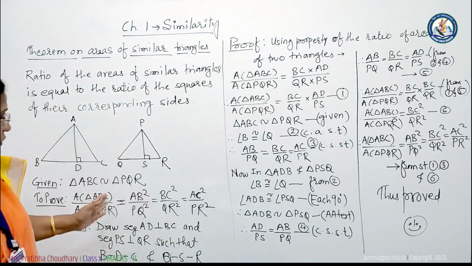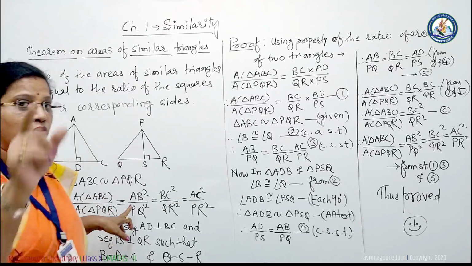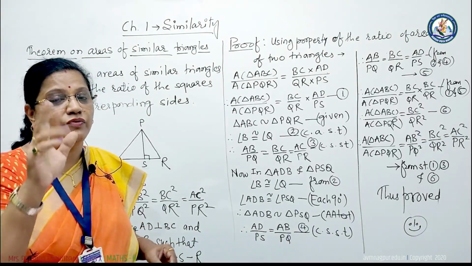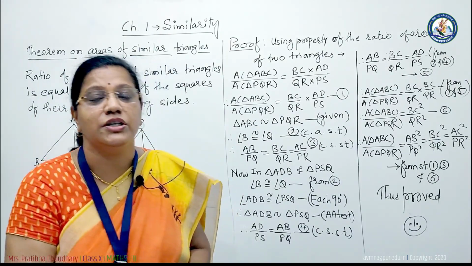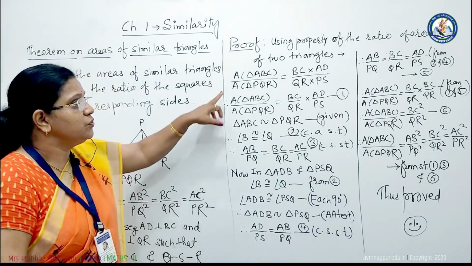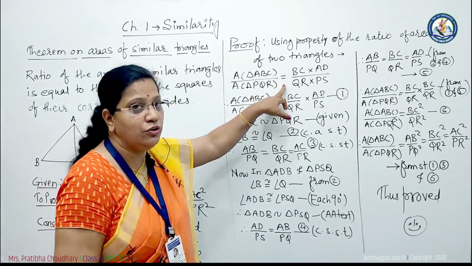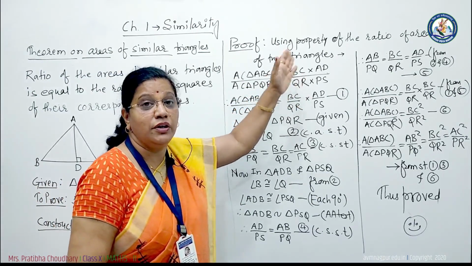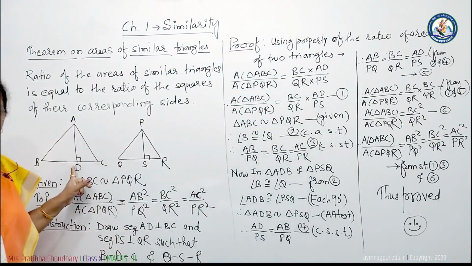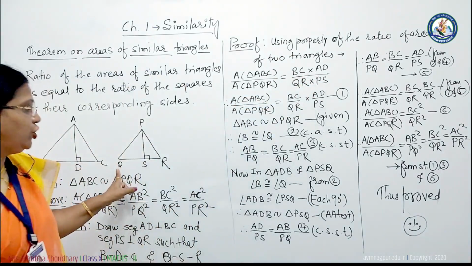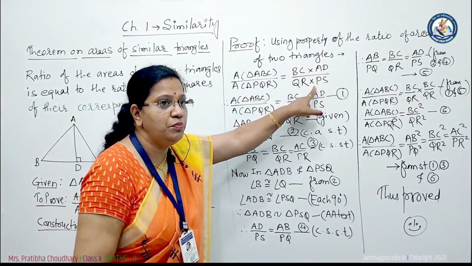Okay, so just see here, given is two triangles are similar and you need to prove the ratio of the areas of two triangles. I told you the property earlier: the ratio of the areas of two triangles is equal to the ratio of the product of their corresponding base and height. So we are using here the triangles ABC and PQR. The ratio of their areas is equal to the ratio of the product of base and height, BC into AD. BC is the base for triangle ABC, AD is its height, so BC into AD. QR is the base for triangle PQR and PS is its height, so it is QR into PS.